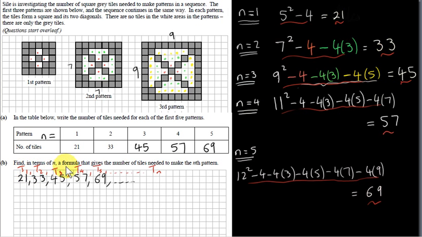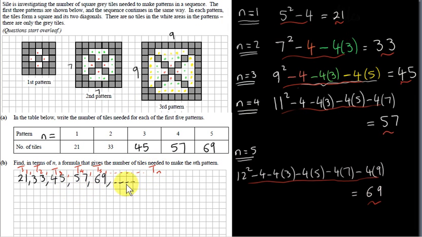We want to find in terms of n a formula that gives the number of tiles needed to make the nth pattern. So we need 21 tiles for the first pattern. So that's T1 of our sequence. T1 is the first term. We need 33 tiles for the second pattern, this pattern here. So that's T2 of our sequence. T3 is the number of tiles for the third pattern, which is 45, and so on. So we want to find out what Tn is.